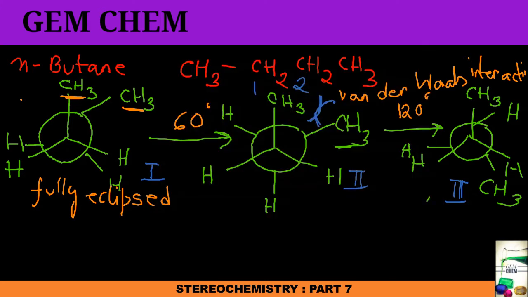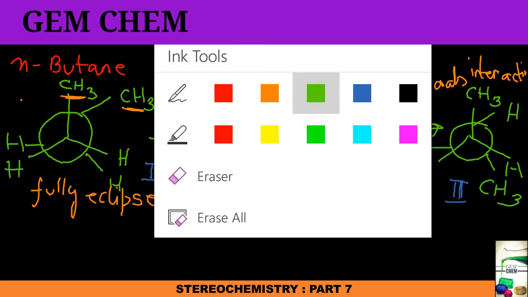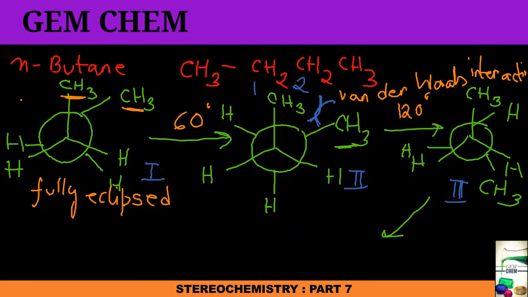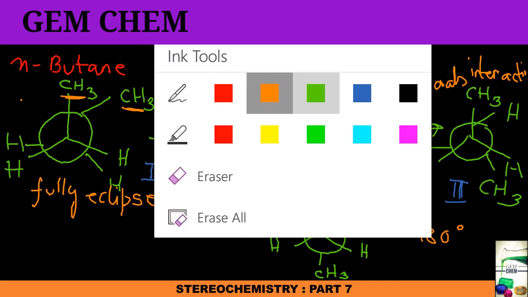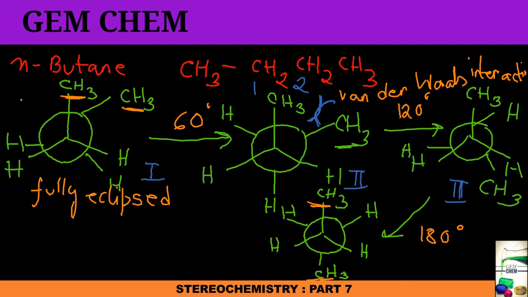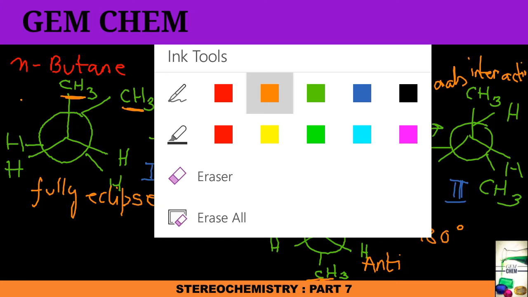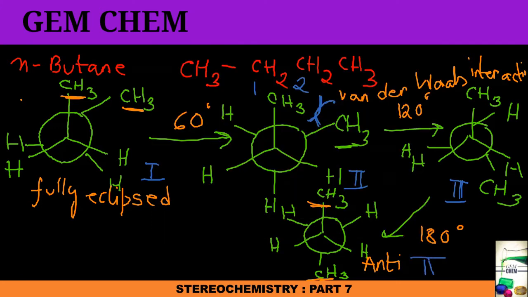Now if we rotate it by a complete angle of 180 degree, it will become like this. Here is a CH3, here is hydrogen, here is hydrogen, and the down portion will have CH3, here a hydrogen, here a hydrogen, and this is the most stable one, being anti. This CH3 and this CH3 are anti. So this is the most stable one and the lowest in energy. So this is number 4.